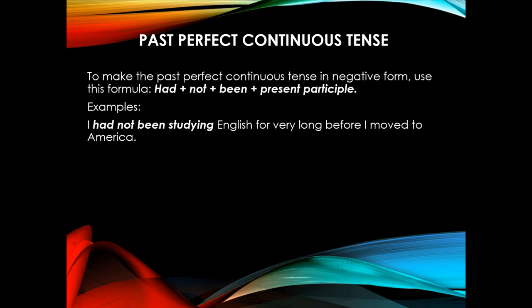Now, if we make past perfect continuous into negative form, what will its structure be? So the structure will be like this. To make the past perfect continuous tense negative, use this formula: had plus not, then been. That means place not in between had and been, and then the present participle form of the verb. Example: I had not been studying English for very long before I moved to America.